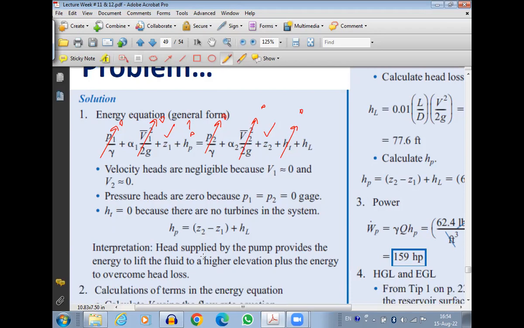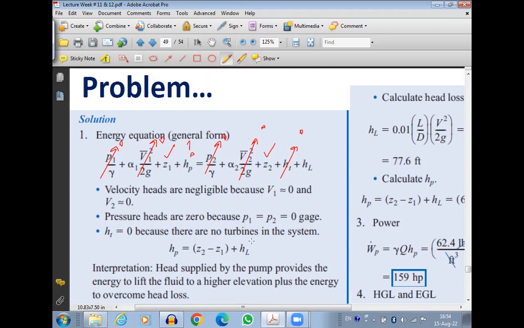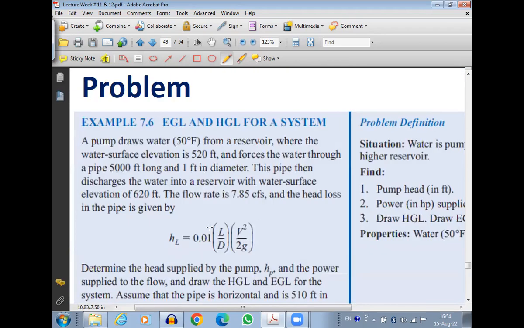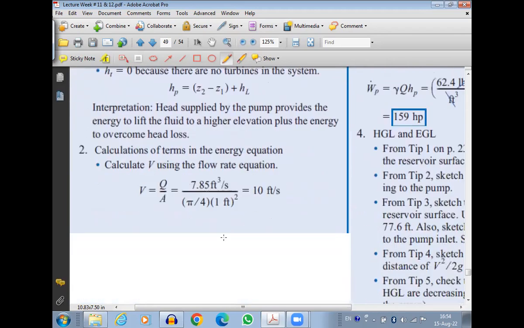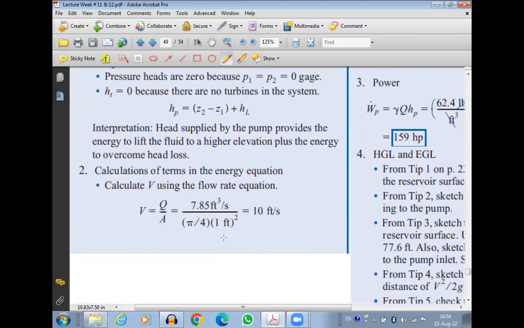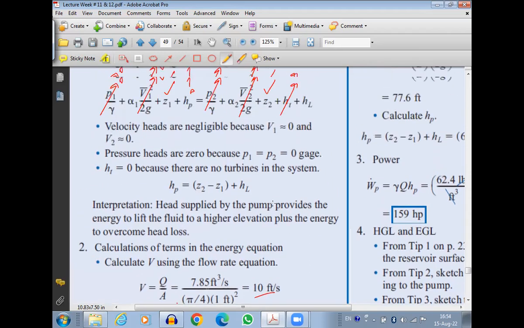Now in this equation, HL is unknown, but the formula for HL is given. The formula for HL is 0.01 L/D V squared upon 2g. Length is given, diameter is given in the problem. Velocity is something which is not known. In order to find out the velocity, we can use the continuity equation, Q equals AV. Since we know Q and we know the diameter of the pipe, we know the area, so we can find the velocity. The velocity comes out to be 10 feet per second.